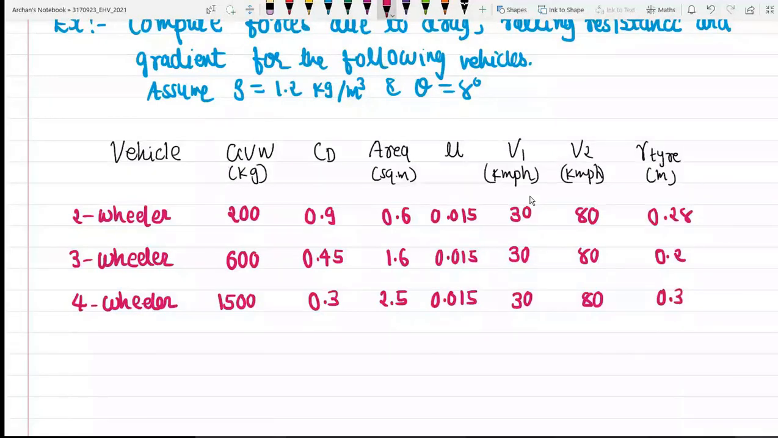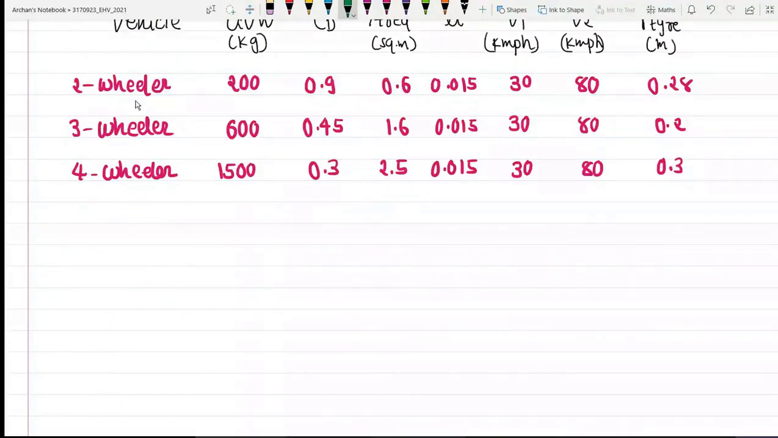Okay, what do we need to find out? We need to find out the aerodynamic drag, rolling resistance, and climbing force at two different velocities, 30 km per hour and 80 km per hour, right? So let us try to calculate it for a two-wheeler. Okay, we will calculate it for the two-wheeler, and the three-wheeler and four-wheeler will be your homework. Okay, you need to calculate these parameters for the three-wheeler and four-wheeler vehicles. Okay, so now we know the equation.